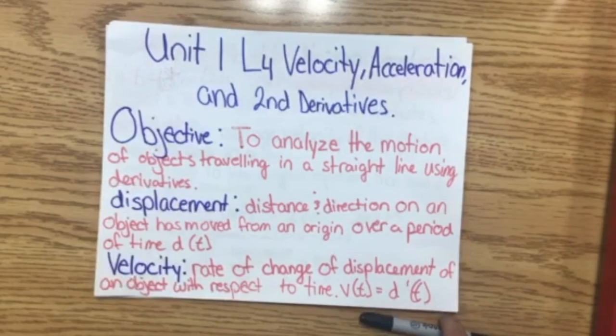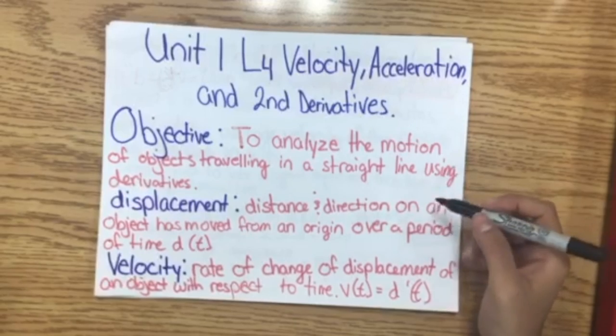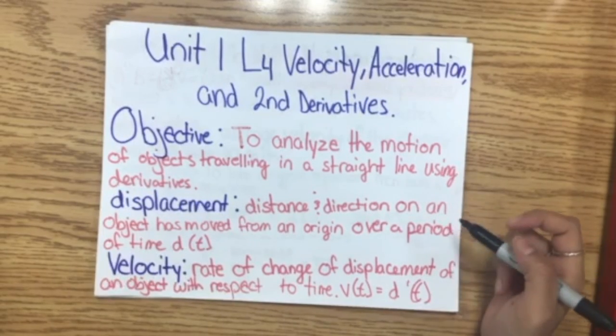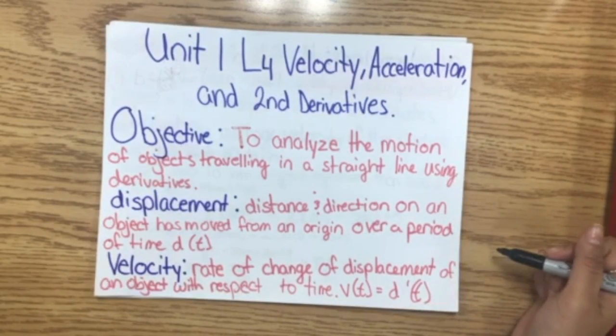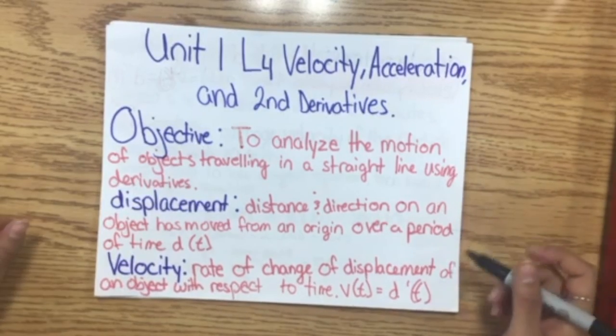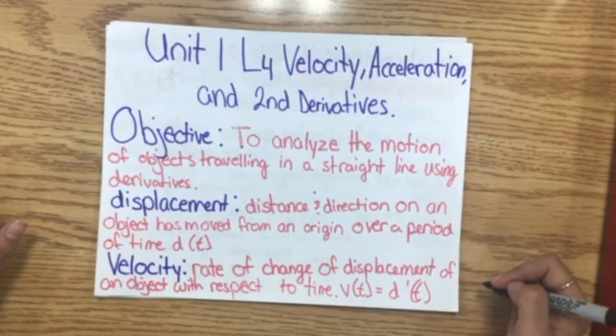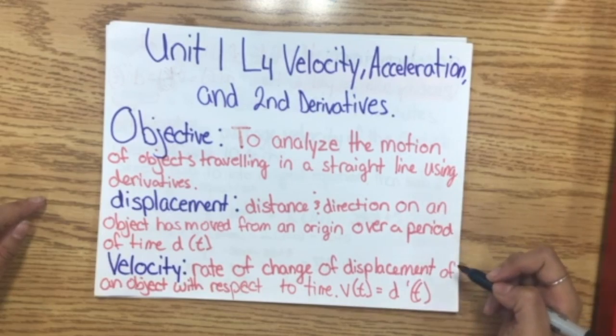Hey guys, so today we're going to be learning about Unit 1, Lesson 4: Velocity, Acceleration, and Second Derivatives. To understand velocity, acceleration, and second derivatives, we must understand displacement, velocity, and acceleration. Displacement is the distance and direction of an object which has moved from an origin over a period of time, d at t. Velocity is the rate of change of displacement of an object with respect to time.